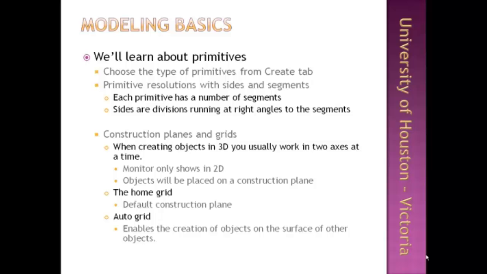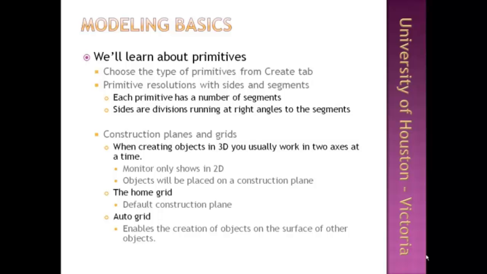If you're looking at a cylinder, each segment of the cylinder is basically a solid disk that you stack on top of each other to create the cylinder. Each object may also have sides, and these sides are the number of divisions and sections within each segment, at a right angle to the segments. I'll show you these properties, sides and segments, in the environment.